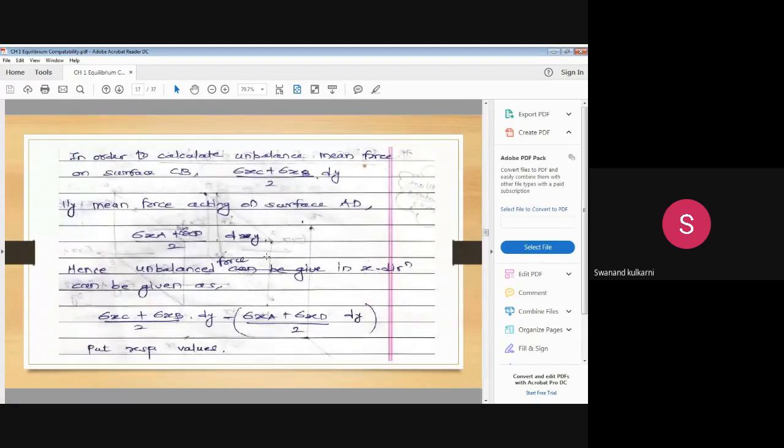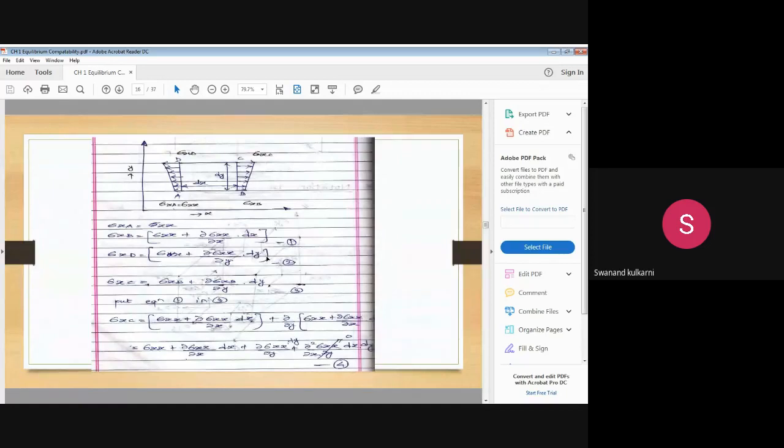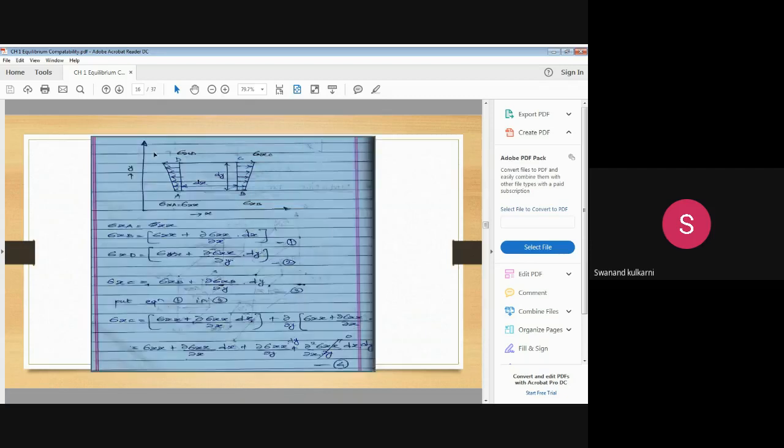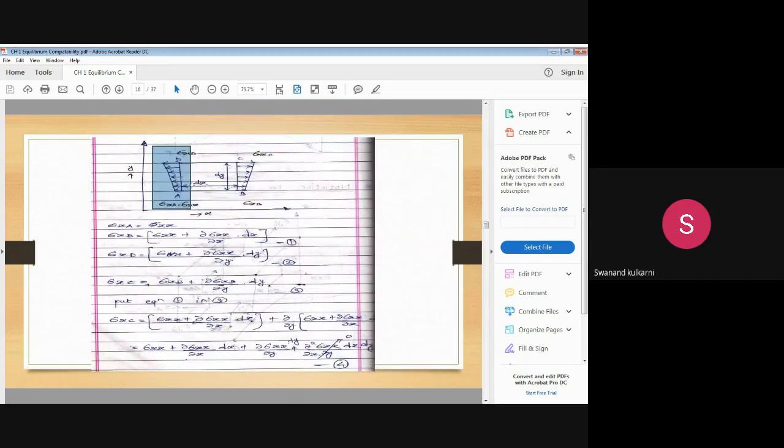Then now we have to calculate the unbalance. What is the purpose? Now our purpose is to calculate the unbalance on this small component. This small component we have taken into consideration, and we have to identify what is the unbalance. Unbalance means, if we identify the force acting on this surface, suppose this is positive x-axis, this is negative x-axis, and if we take the difference between the force along the positive x-axis and along the negative x-axis, then that particular difference we will consider as unbalance.